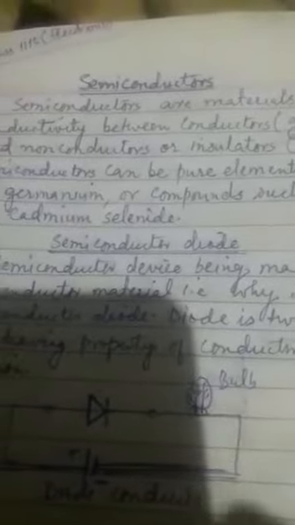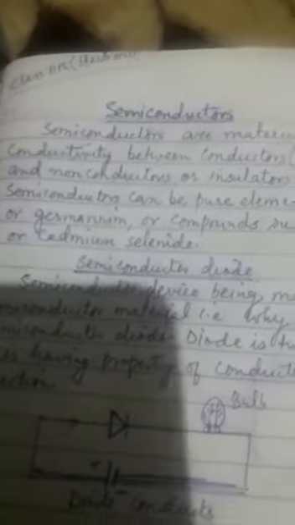Generally, we take conductors as metals, and non-conductors or insulators, we can say, such as ceramics. Insulators or non-conductors are made up of ceramics. So, what's the function of a semiconductor? A semiconductor simply shows conductivity between these two, conductors and insulators. It is simply showing the conductivity between the two.